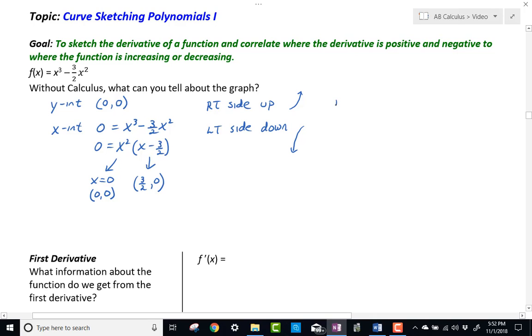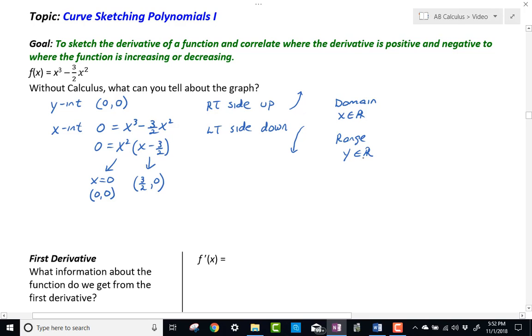The domain of this graph, since there's no restrictions, is going to be x in the set of reals, and the range, because it's a polynomial function and it is continuous, would be y in the set of reals.